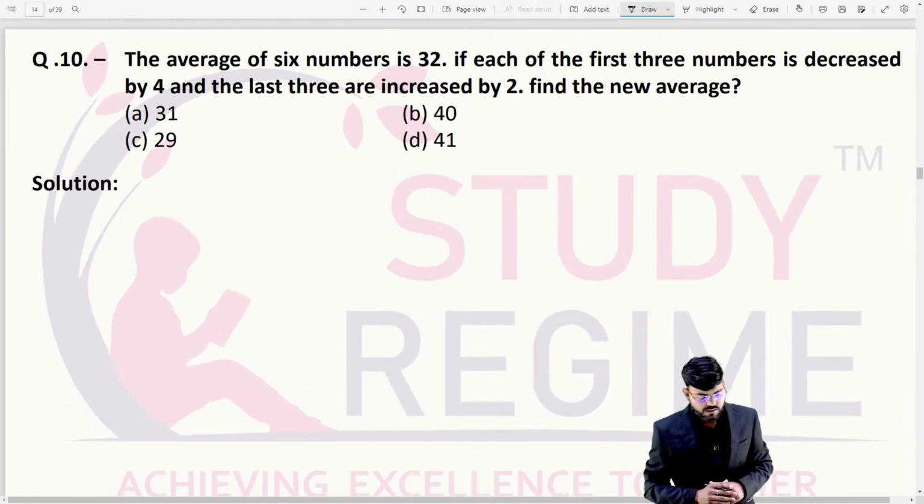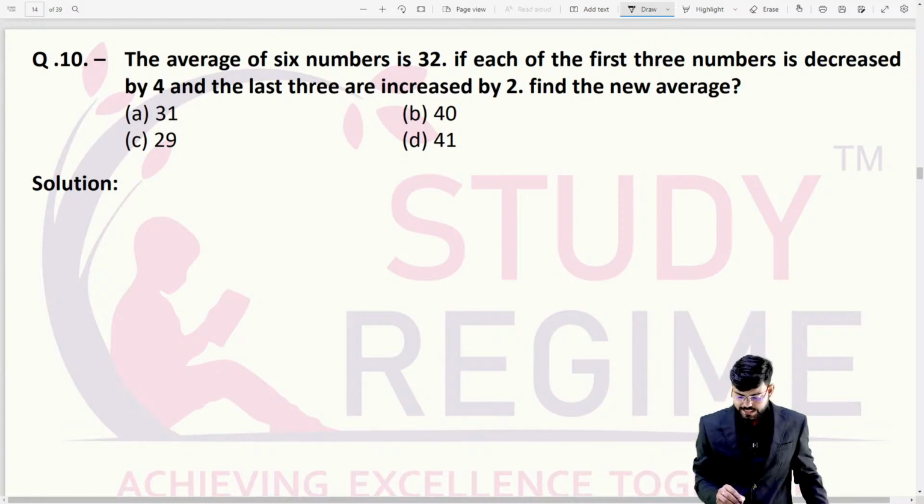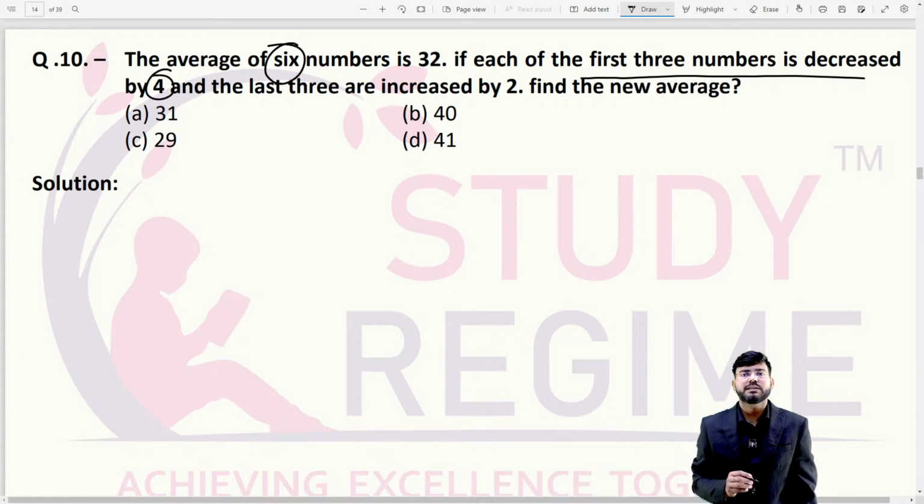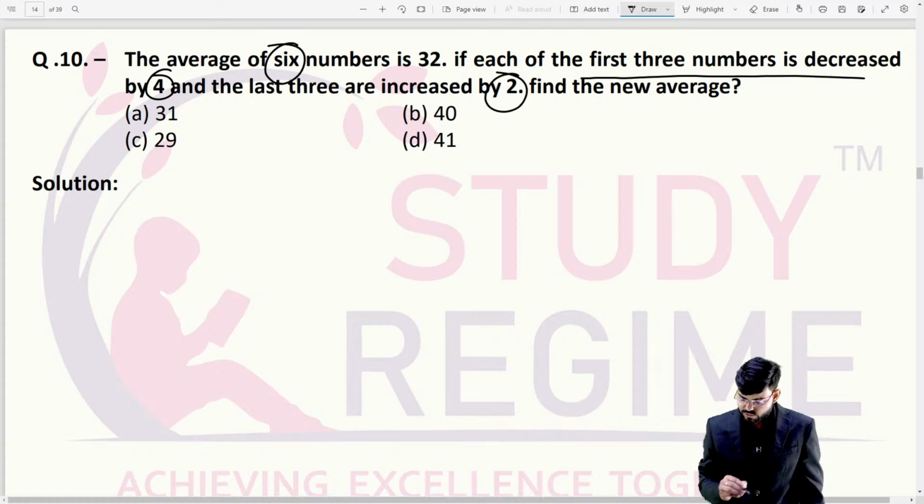Okay. Question number 10. The average of 6 numbers is 32. If the first 3 numbers are decreased by 4 and the last 3 are increased by 2. Okay, here there are 2 situations. The first 3 numbers are decreased by 4 and the last 3 are increased by 2. Then you have to find the new average.